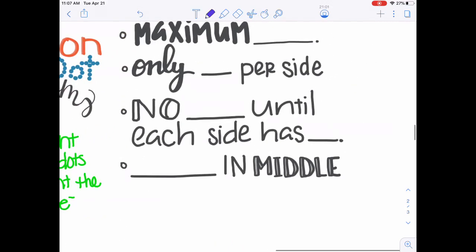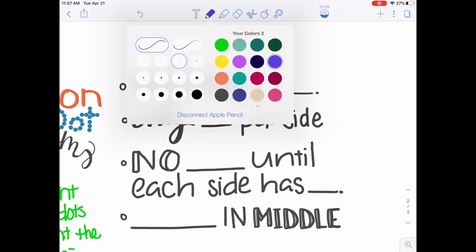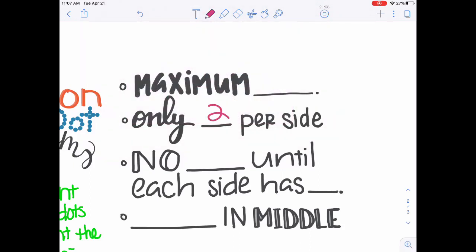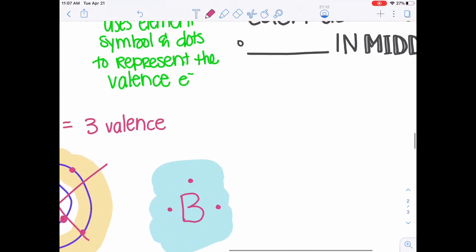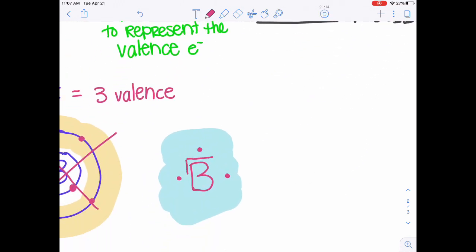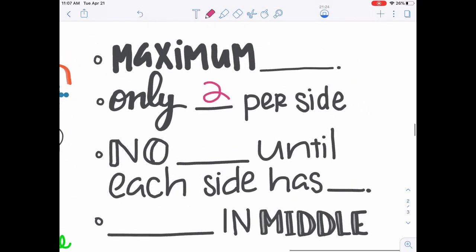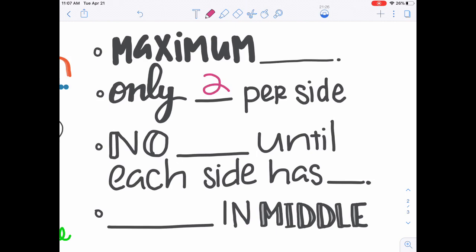Some things to note that maybe you've noticed. If you haven't noticed, please notice now. There are only 2 electrons per side. We end up drawing a little box around the symbol to indicate that there are 4 sides. There are no pairs until each side has 1 electron.